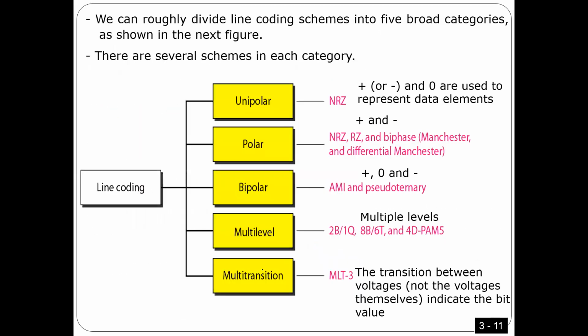Actually, I'm going to explain many ideas for this one. Maybe you are already familiar with some of them, like unipolar, polar, non-return to zero, Manchester, differential Manchester, bipolar, multi-level, multi-transition. All of them are doing the same thing. All of them should convert the binary data to digital signals.